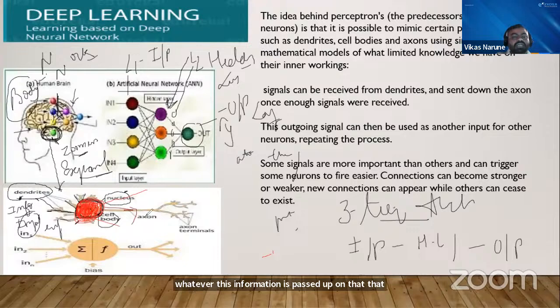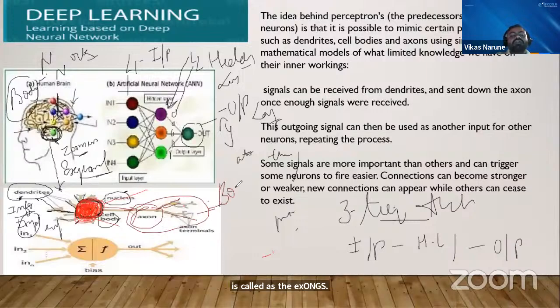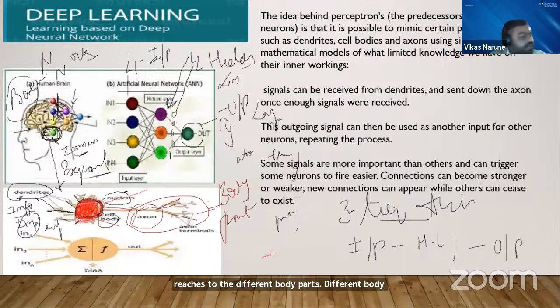Whatever information is passed on will be carried towards the other body parts by using something called axons. Now you can say this part is called the axon, guys. This axon has a terminal, and through this it reaches the different body parts. Okay, so let's take one example and try to understand the same thing. We'll compare this with our artificial neural network, and how this entire functionality is copied there.